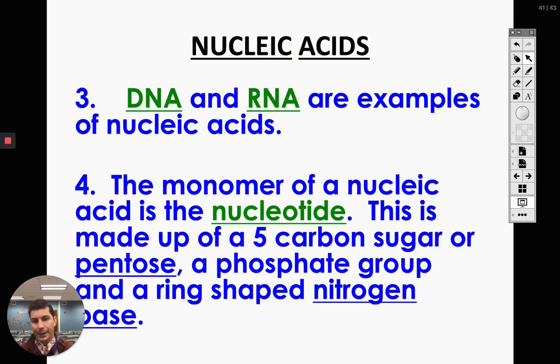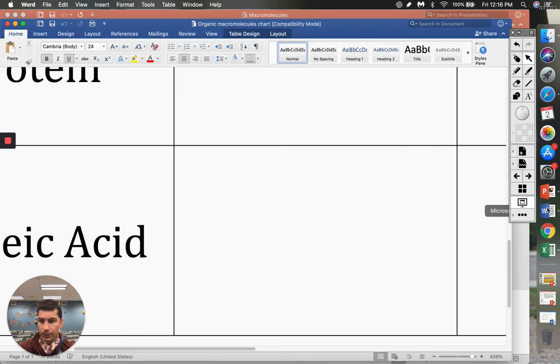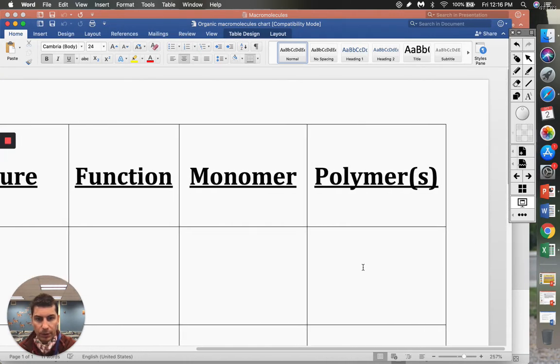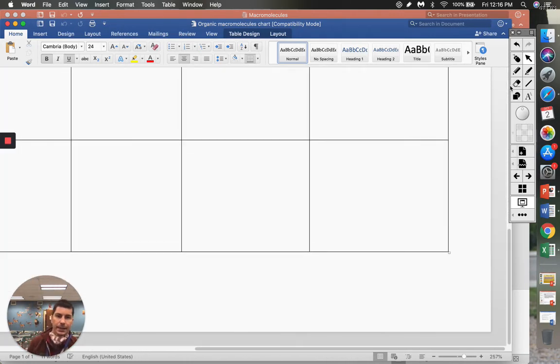So our 2 main nucleic acids are DNA and RNA. Our monomer is going to be called a nucleotide, and we already talked about what the structure of a nucleotide is. We put that in our picture. That is our structure. All right. So let's fill out the rest of our chart. We'll get that one done. Okay, so we will do function, monomer, and polymer of nucleic acids.